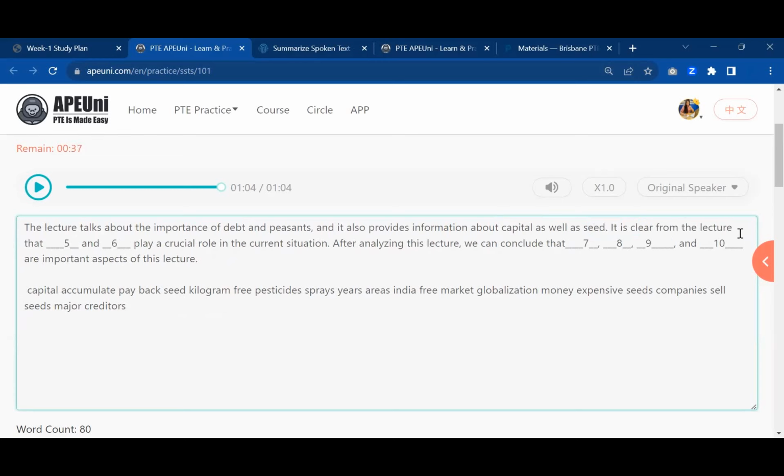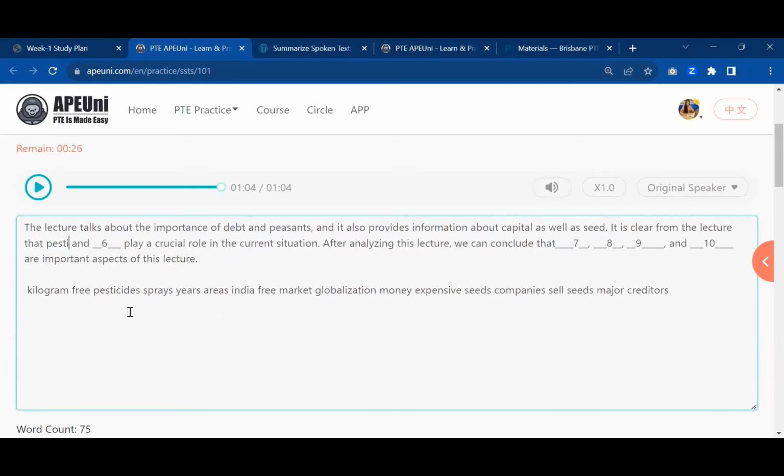Okay, it is clear from the lecture that, so this is gone. Accumulate, payback. Okay, lecture that. 5, let's write pesticides. Oh, sorry, pesticides. And 6th one, and sprays. Let's write sprays play a crucial role in the current situation. Now we need 1, 2, 3, 4 more words, right?